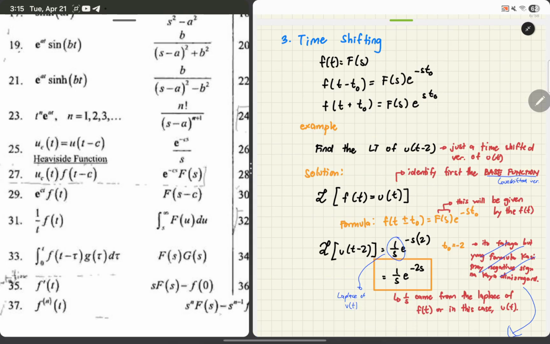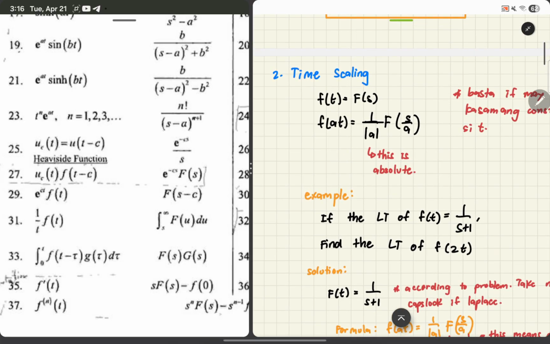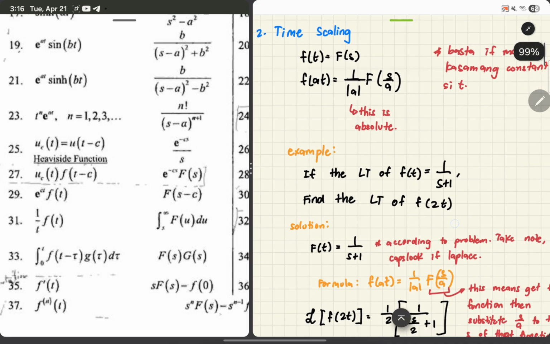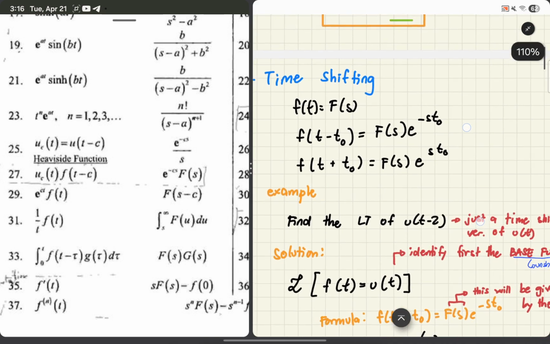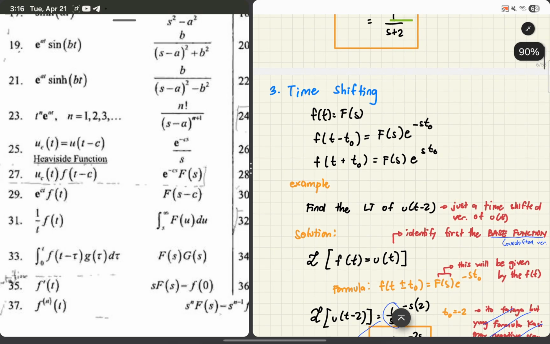Next property, we have the time shifting. This happens if our function was time shifted. Okay? So basically, if the a was multiplied with the t, our variable, then in here, it was either added or subtracted. That is, it shifted, right? So our variable t was shifted. So that's time shifting.